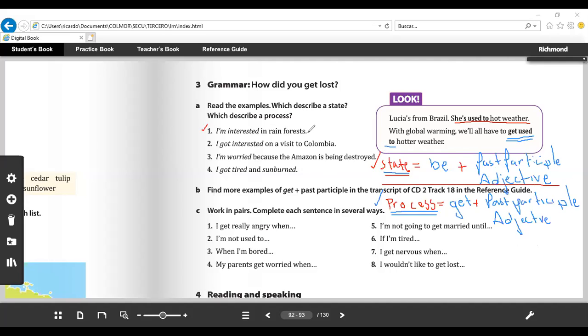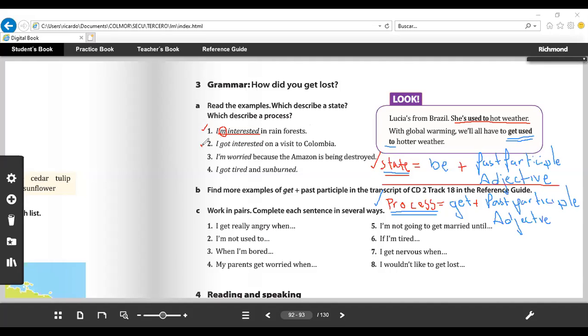Now this one, is it a state or a process? What do you think? Just take a look at the information right here and the information that I just gave you. I'm interested. As you can see here, we have the form of the verb to be. Therefore, this is a state.